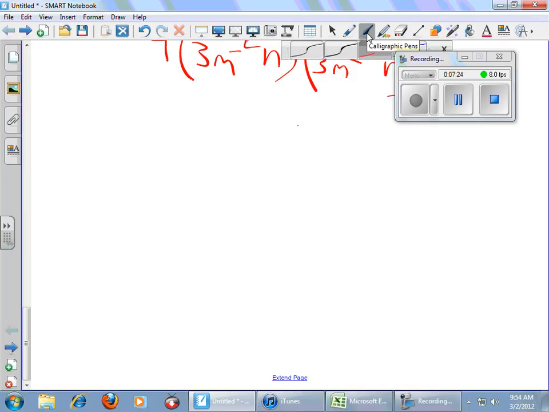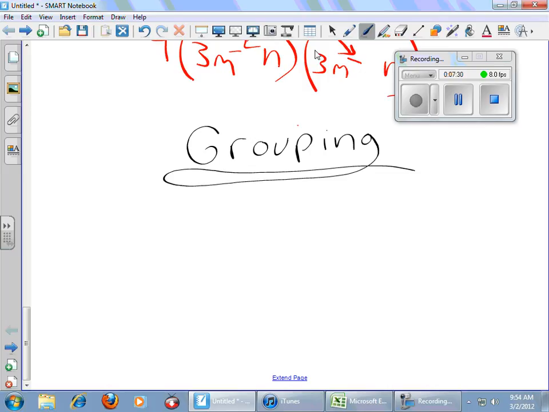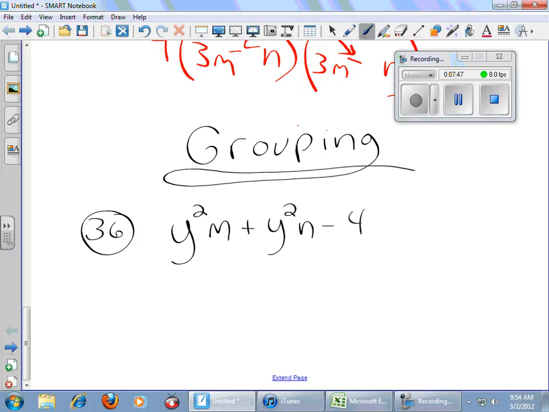Okay, so I got to do one more. I got to do a factor by grouping. And I love factoring by grouping because it is so simple. It's just GCF, GCF, and then GCF one more time. All right, let's try problem 36. That's a good one. Y squared m plus y squared n minus 4m minus 4n.